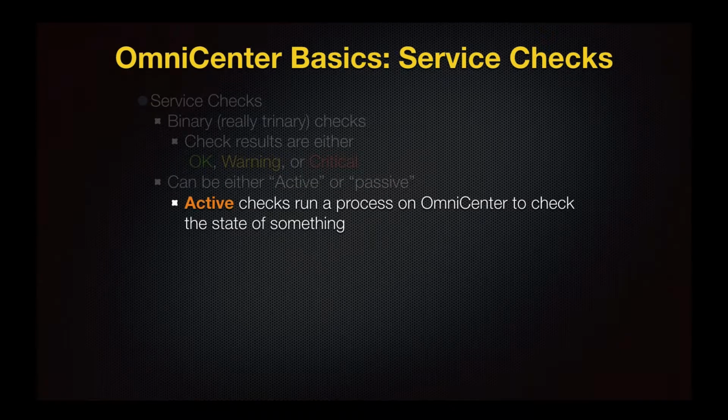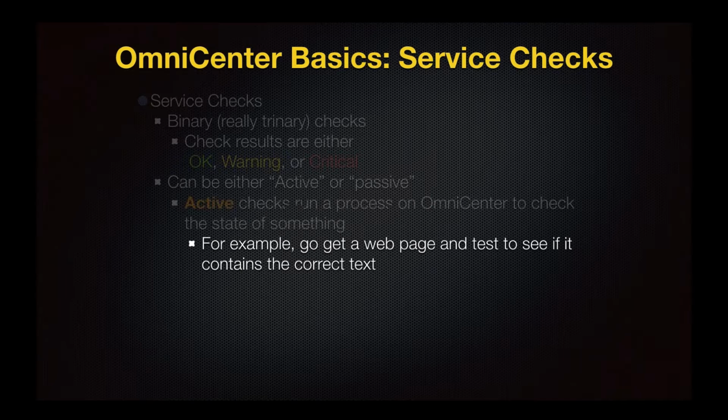whether or not OmniCenter is actively doing something about checking the state of something or whether it's waiting for another process to update it. So an active check might be like, go get a web page and validate that it comes back with the right text and a 200 OK from the web server so that it all looks good. And then you can set a timer so it does that on a regular basis every couple of minutes. It's running the same check again, validating the results. That's an active service check.